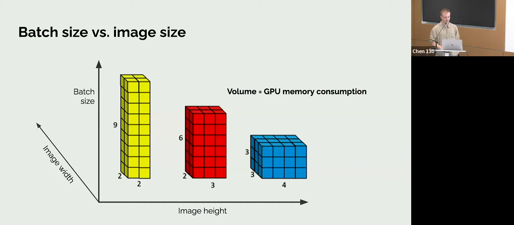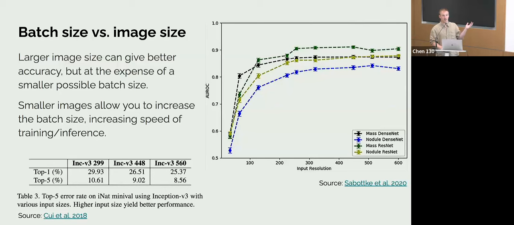So how should you decide whether to use a big batch with small images or a small batch with big images? There's a trade-off here. Larger images, like we talked about the other day, can give you better accuracy. There's usually diminishing returns here. These are a couple of examples from papers where they looked at this trade-off. We start with the graph on the right. The x-axis is input resolution. The y-axis is accuracy. It's actually area under the ROC curve, but we can think of it as accuracy. Increasing the input resolution from 50 to 300 gave them a really big accuracy boost. But after that, there wasn't much effect.